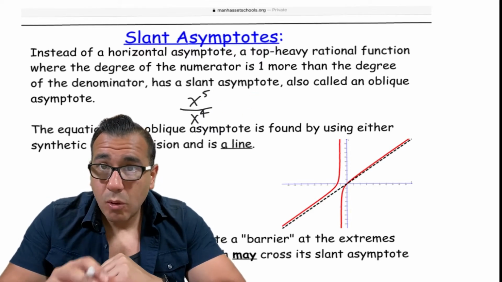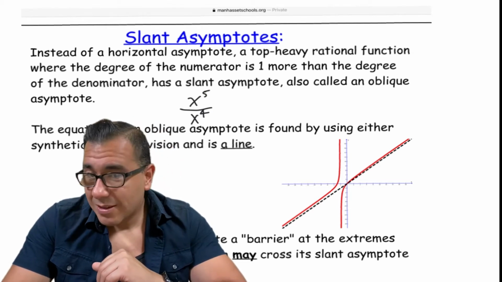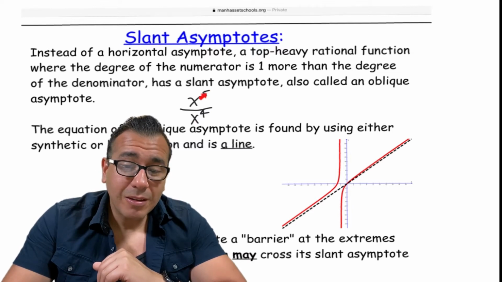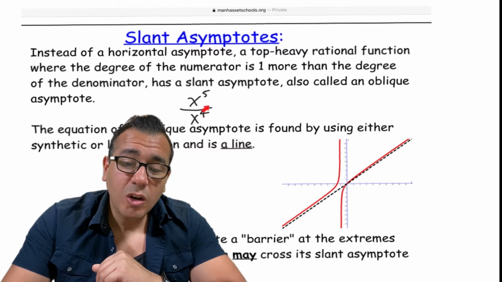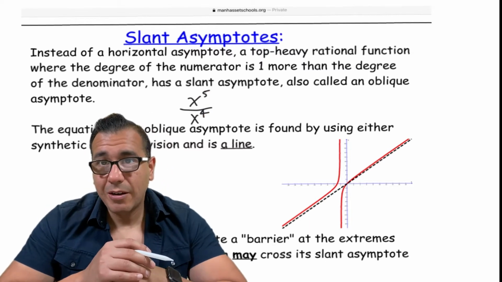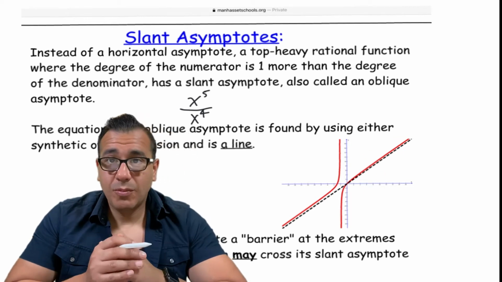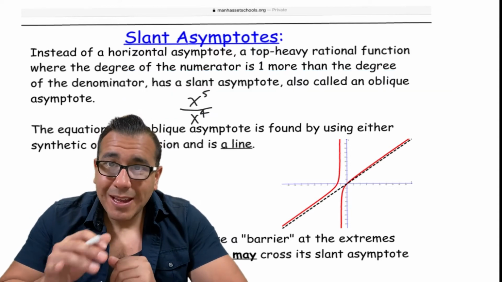But the main point is when you're looking at the degree, when everything's in descending order, you're looking at your leading terms. You look at the largest exponent. The numerator is going to be 1 greater than the denominator. That's when you have these oblique asymptotes, these slant asymptotes. So make sure you got that down.